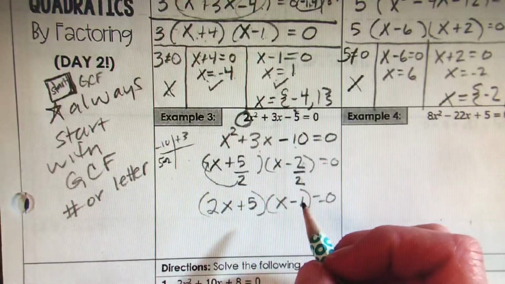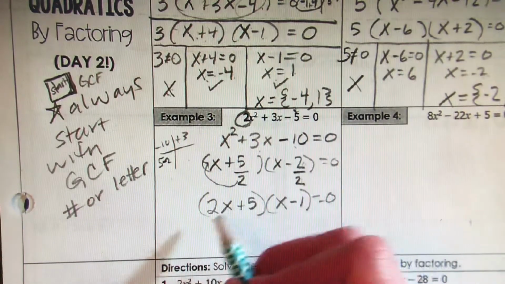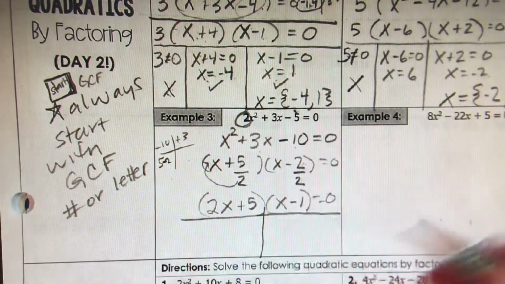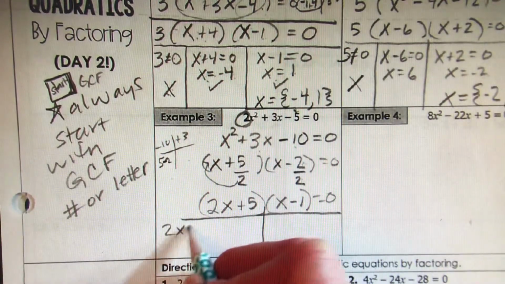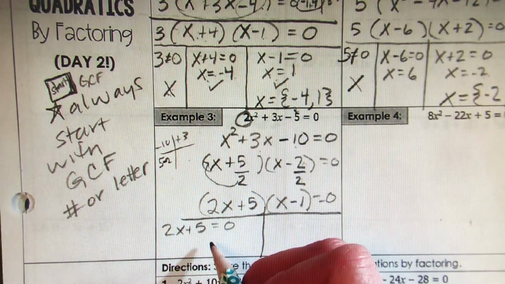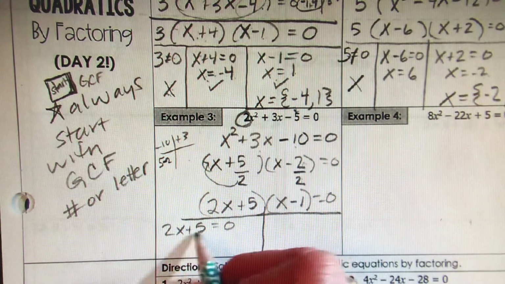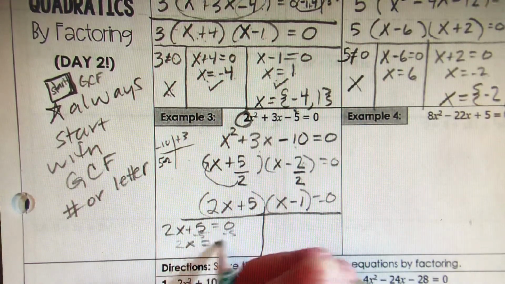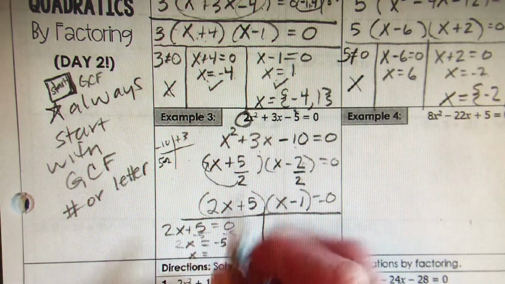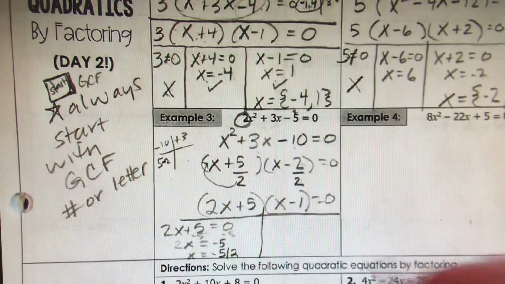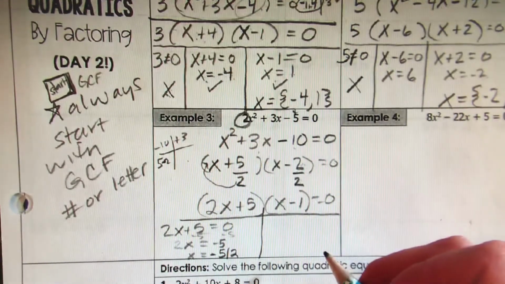Now I have 2 factors. Once I have my 2 factors, then I can set them both to 0. So 2x plus 5 equals 0. Well, I am going to subtract 5 from both sides, so I have 2x equals negative 5, and then x is going to be equal to negative 5 over 2. And it's okay if it's a fraction. Keep it like a fraction.